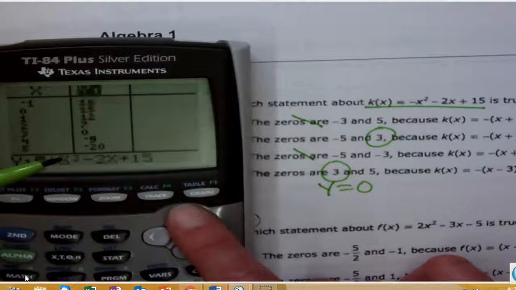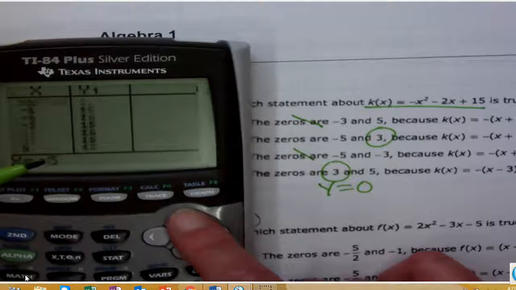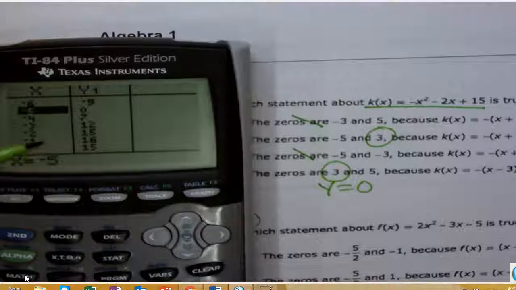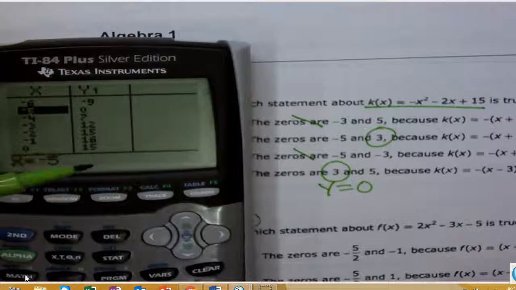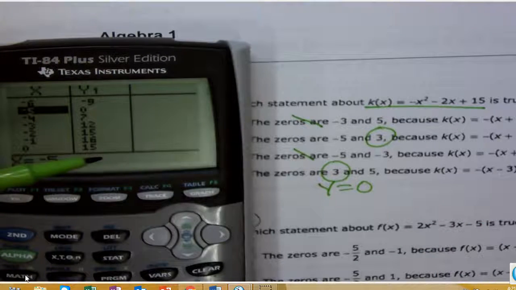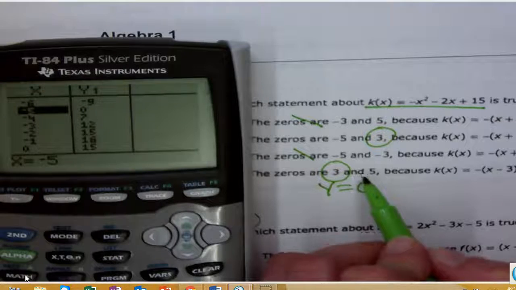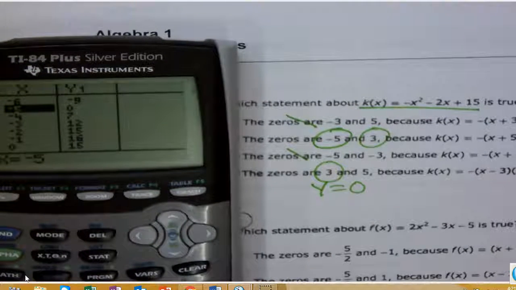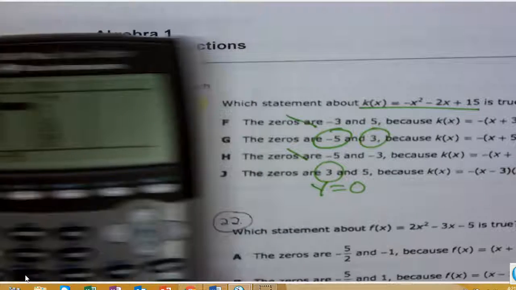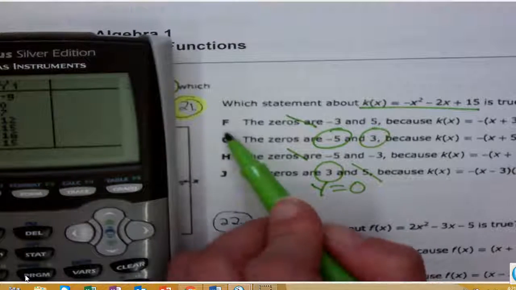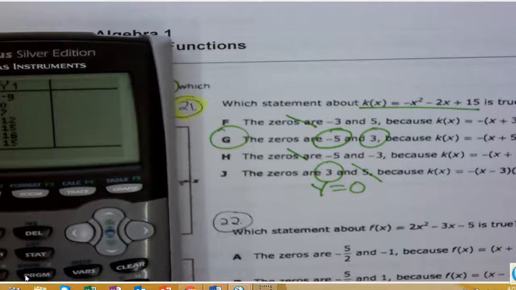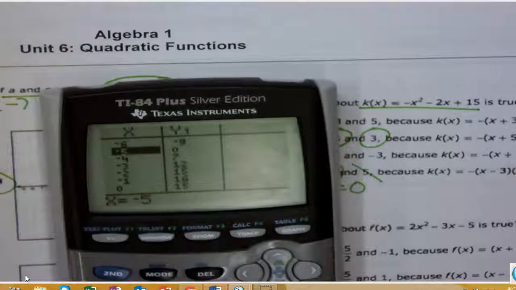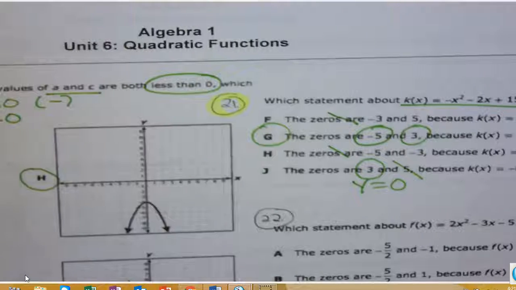And, let's see, -5 is it. There isn't even an option there. This should be -5. Oh, there, yeah. There you go. So there's -5 and 3. You can't use +5, so there you go. There's your answer. Just go to your table and see, where does y equal 0? That's going to give you your zeros. All right, moving on.